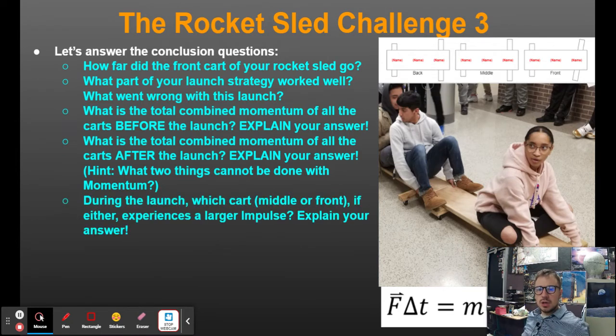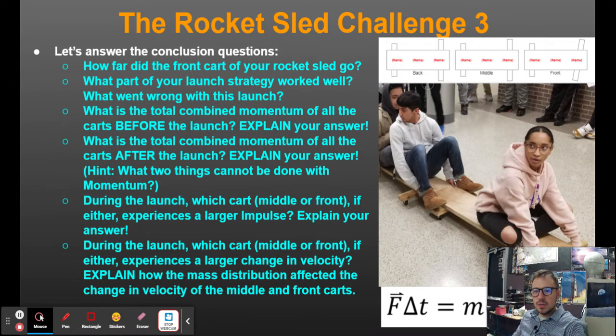So during the launch, which cart, middle or front, if either, experiences a larger impulse? If you look at that photo, that person is going to push on the front cart, which means the front cart is pushing on the back cart. We know that those forces are going to be opposite and equal. We know that they're simultaneous, so they occur for the same time interval. So if the forces on each cart are the same and they occur for the same time interval, that delta t, then we know that the impulses are the same, right? Because remember, impulse pairs are always opposite, equal, simultaneous.